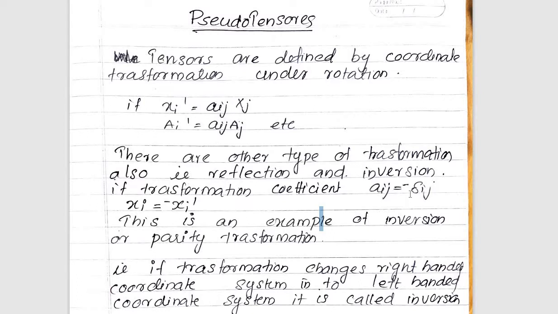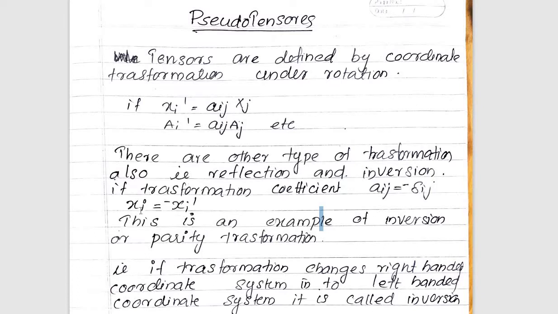aij is equal to minus delta ij. We know that delta ij exists only if i is equal to j, and its value is 1. Here aij is equal to minus delta ij, which means when i is equal to j, this quantity becomes minus 1. So the transformation equation changes like this: xi is equal to minus xi dash.